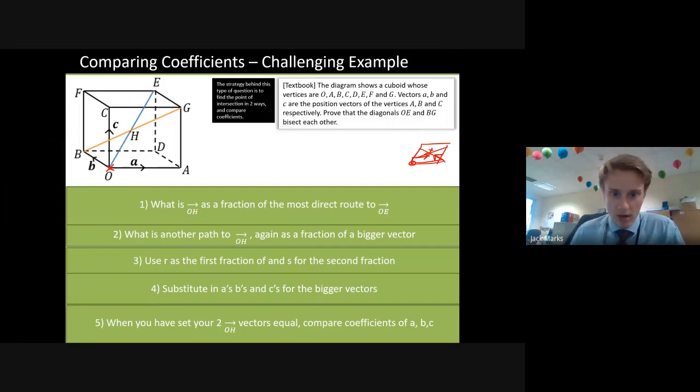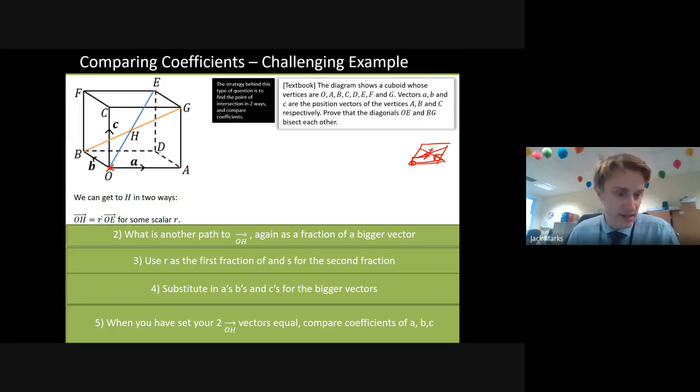So what is OH as a fraction of the most direct path? Because OE is that blue line. How would you get from O to E? You would do A plus B, look, B, so that's B. So A plus B plus C, that would take you from there. So O to H must be some fraction of OE.